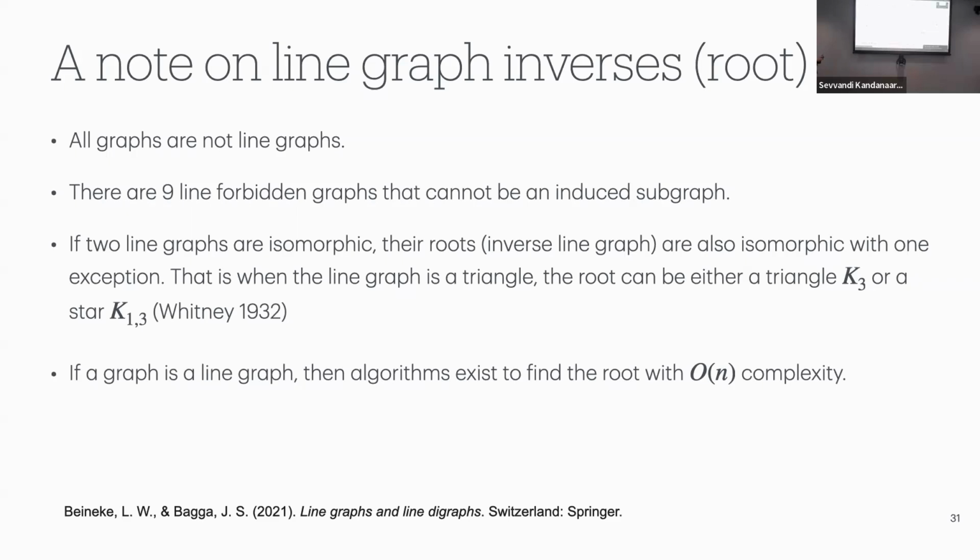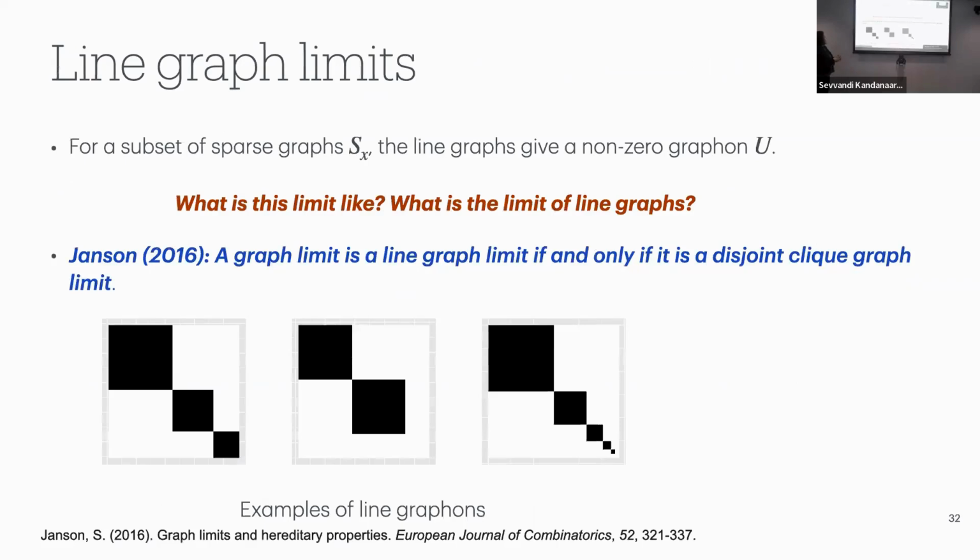And then if a graph is a line graph, there are algorithms of big O n complexity to compute the inverse. People started doing that in the 60s and 70s, and then it stopped, people didn't do that anymore, right? The inverse algorithms.